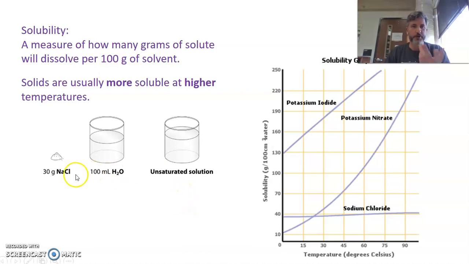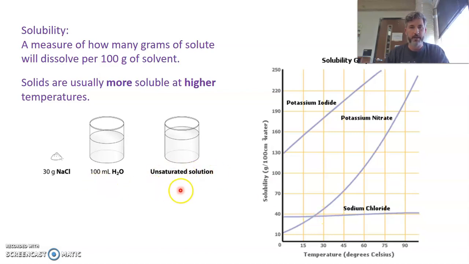If I have 30 grams of sodium chloride, and I put it into 100 milliliters of water and mix it up, what we create is called an unsaturated solution. Here's why. Let's assume we're at about room temperature, which is about 25 degrees Celsius. Right about here is where we are. At 25 degrees Celsius, about 36 or 38 grams of salt could dissolve in 100 grams of water.